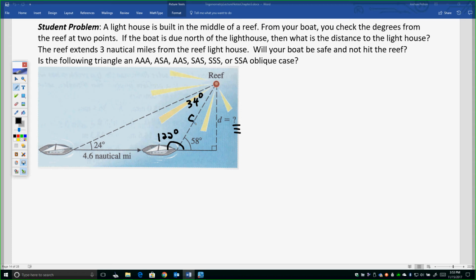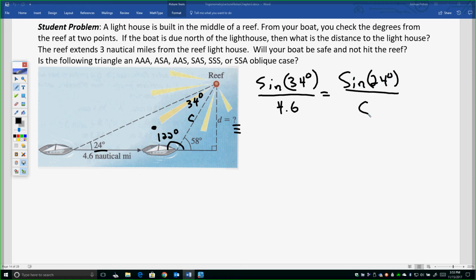Okay? So since this is a non-right triangle, we have to use law of sines. So if we do that, the only ratio I know is the sine of 34 to the 4.6 nautical miles. That is the only ratio we know. And if we want to find side C, that has to go with the 24 degrees, which is across from it. So that's the sine of 24 degrees over side C. So we'll do our cross multiplication.